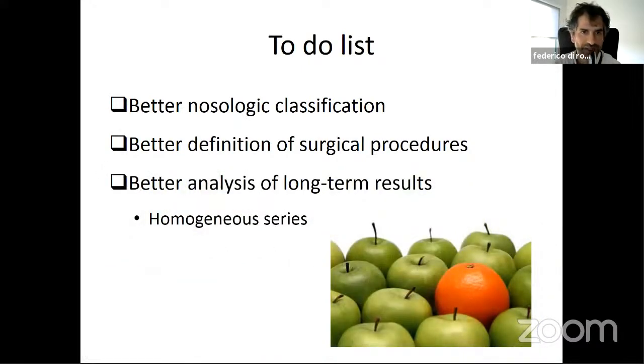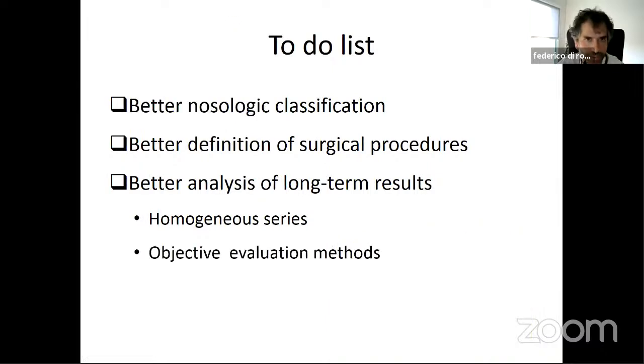And of course, we need to analyze our long-term results. And for that, we need homogeneous series, because again, you have seen there are some genes that will affect the cognitive outcome. And of course, if you have in your series two children with SMAD mutation, the results will be poorer and will not depend on the technique, but on the genetic background of these children. This is why for this analysis, the study of the genetic background is mandatory, in my opinion.